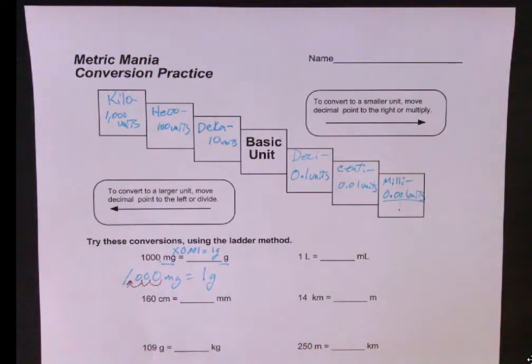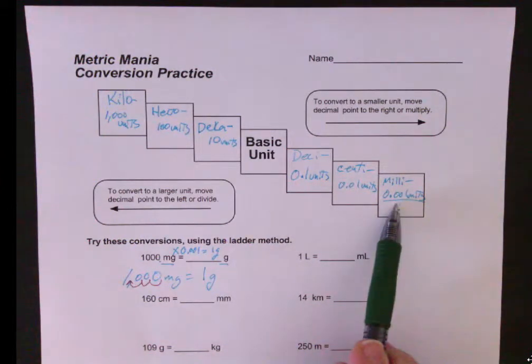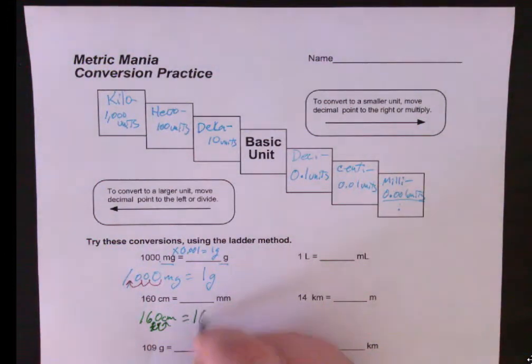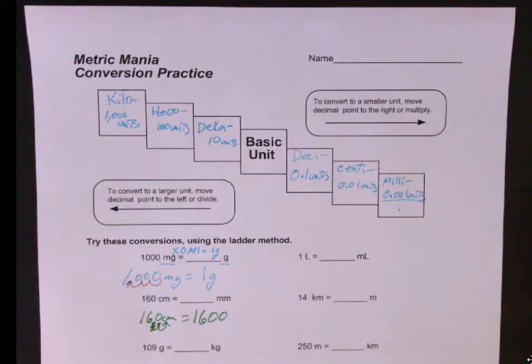So if we look down here at the 160 centimeters, we're just going from centimeters to meters. If you look up here, we're going from centimeters to meters, so we're moving over 1 spot. 160 centimeters, move this over one decimal place. So you get 1.6 meters. So we just move that over 1 decimal point.